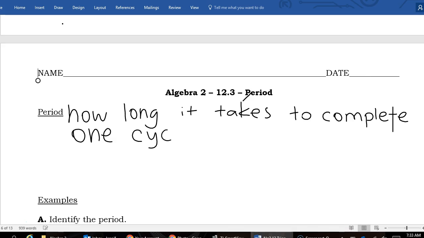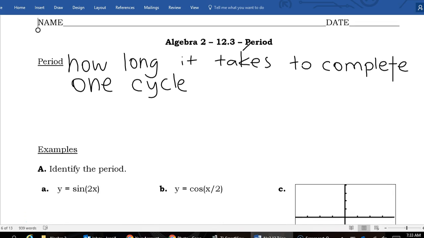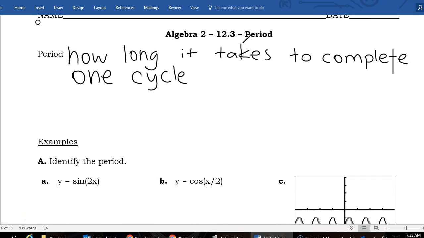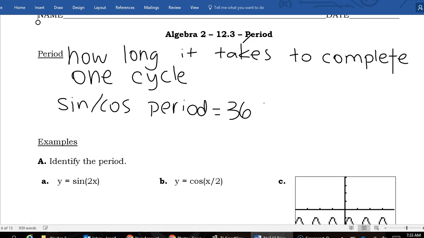So hopefully we recognize that the plain sine and cosine functions each have a period of 360 degrees. And that is related to the circle, because the circle has 360 degrees. So we can use this fact to create more cycles within a specific period by modifying the formula.